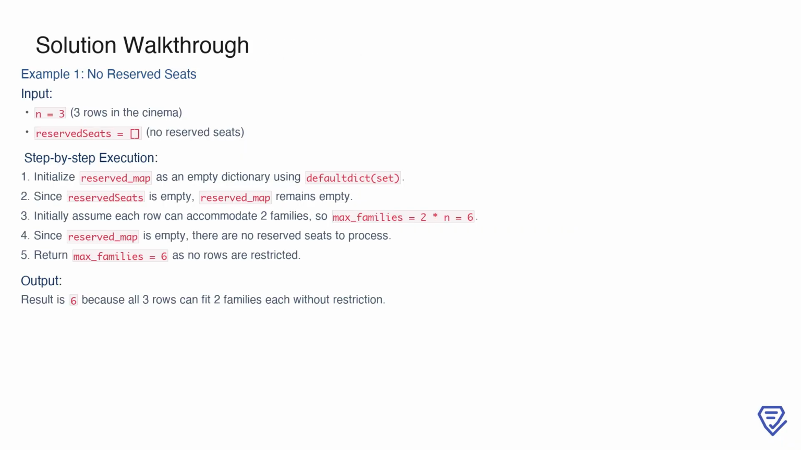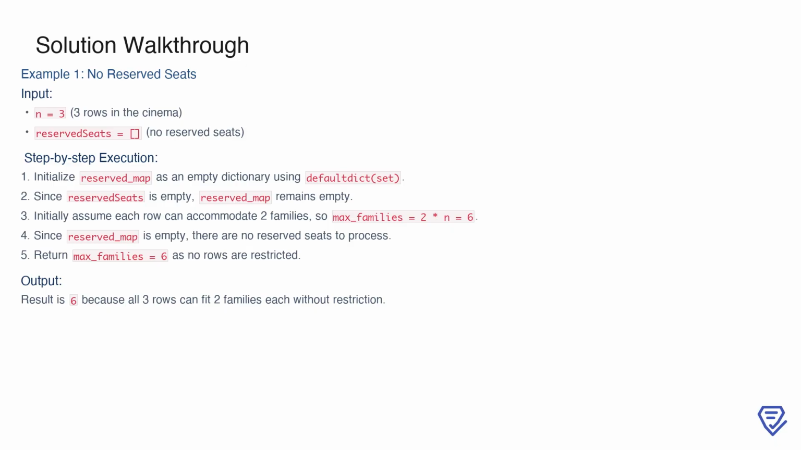To solve the problem, we start by considering the simplest case where there are no reserved seats in the cinema. Here, the input specifies 3 rows and an empty list of reserved seats. First, we initialize our reserved underscore map as an empty dictionary using defaultdict set. Since there are no reserved seats, the reserved underscore map remains empty throughout.